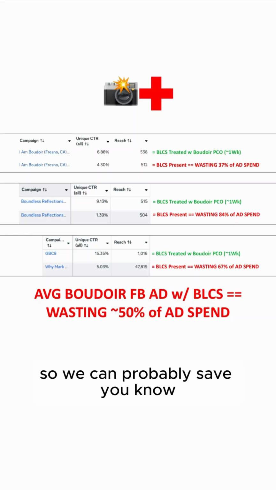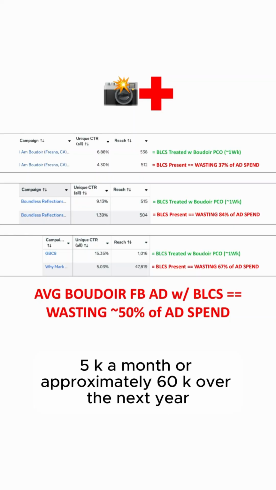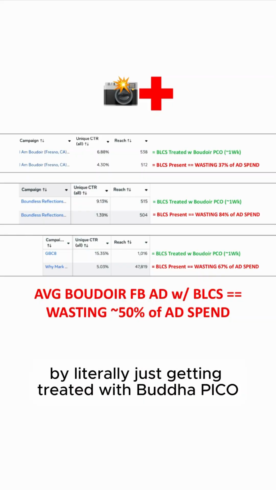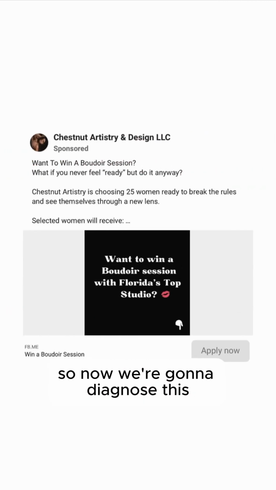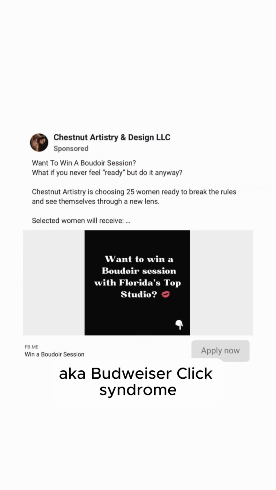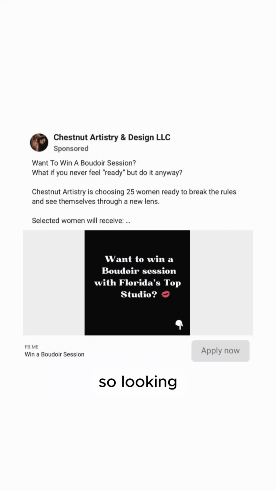So we can probably save 5K a month, or approximately 60K over the next year, by literally just fixing it. Now we're going to diagnose if we believe this ad has BLCS, aka Boudoir low click syndrome.